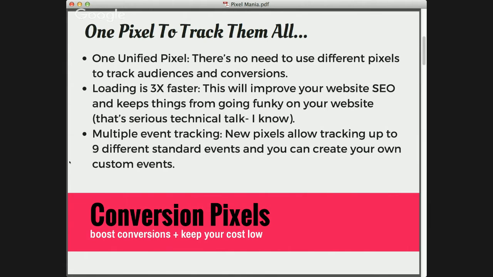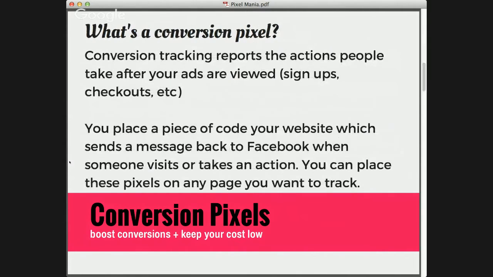You'll also be able to track from multiple events now. Right now, I think there's 4 or 5 events you can track for. So you can track for registrations, leads, checkouts, and they're going to roll out a couple of new versions of this so you can track for other things. You'll also be able to create your own custom event. So if you've got something that's specific to your business that you want to track for, you'll be able to do that.